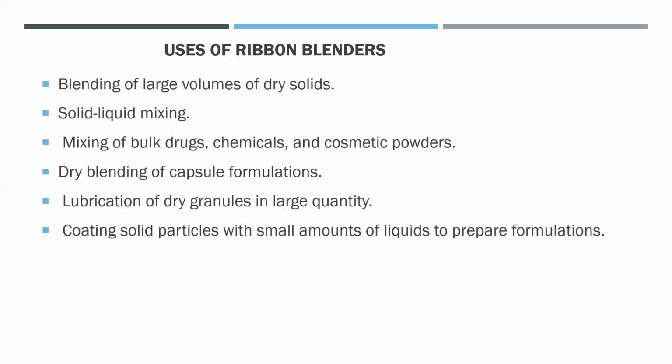So these are the various uses. First is the blending of a large volume of dry solids. Second, solid-liquid mixing. Next, mixing of bulk drug chemicals and cosmetic powder. Dry blending in the capsule formulation. Also lubrication of granules in large quantity. And also coating of solid material with a small quantity of liquid for the preparation of the formulation. So these are the uses of this ribbon blender.